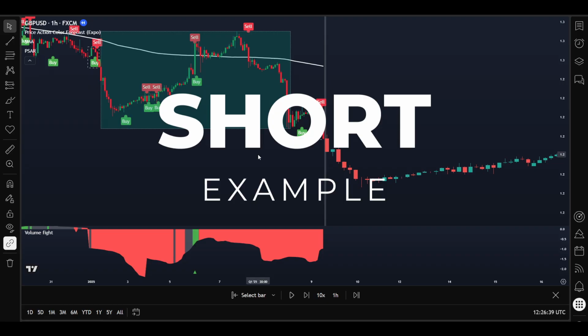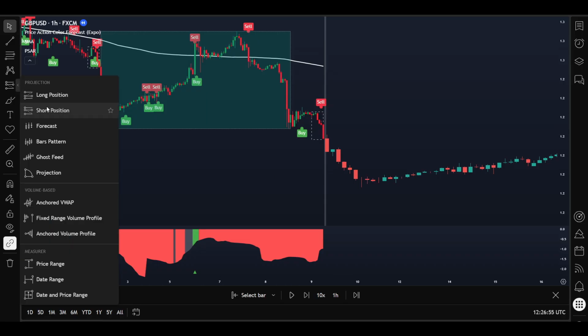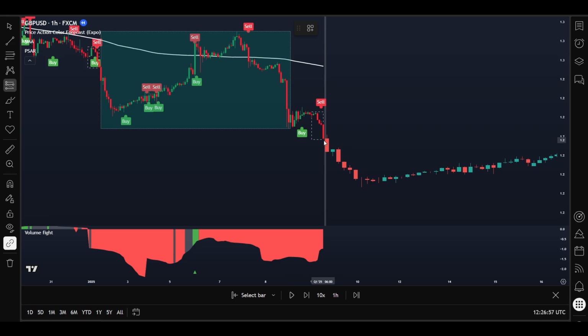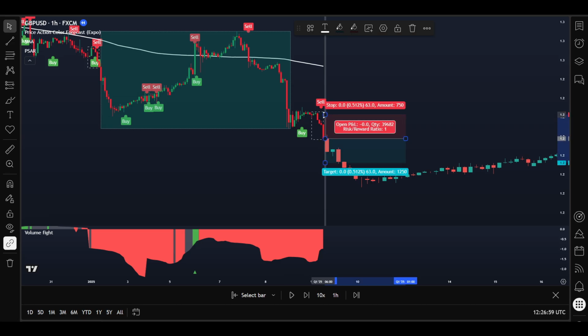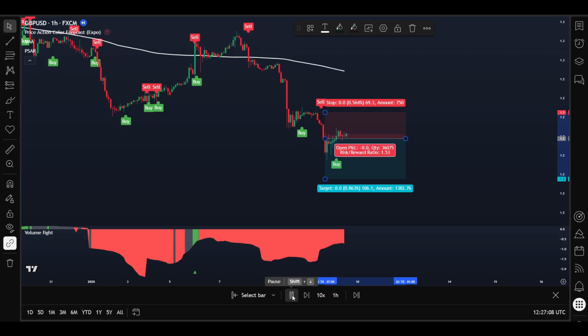Short example. Price remains below the 200 moving average after a corrective bounce. Parabolic SAR prints a sell. Volume Fight confirms bearish participation. The forecast projects continuation lower that clears our target without invalidating risk. We enter on the next open, stop above structure, target fixed at 1 to 1.5. Either the move continues cleanly or the stop is hit. Both outcomes are acceptable. The edge comes from execution, not prediction.